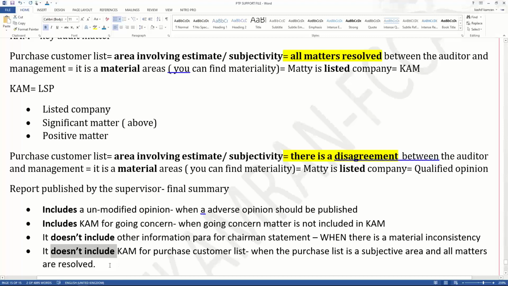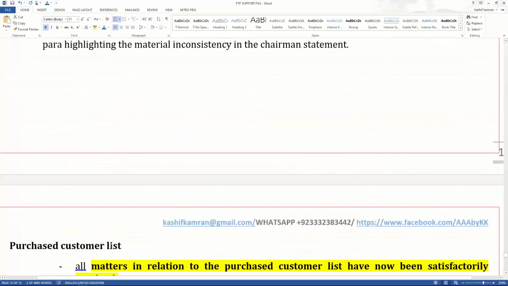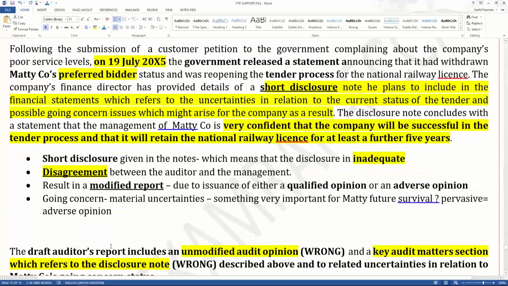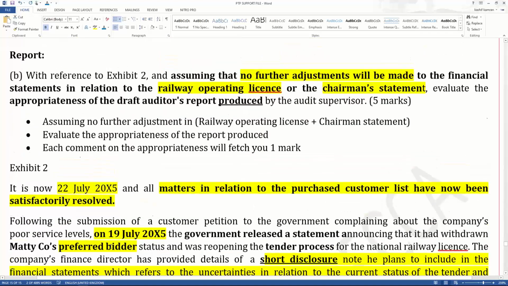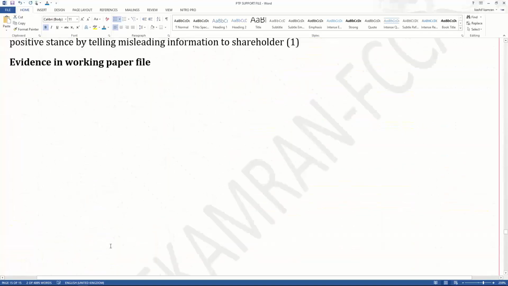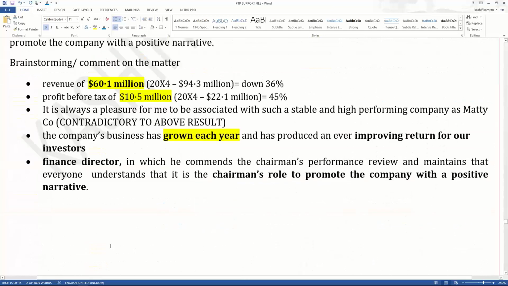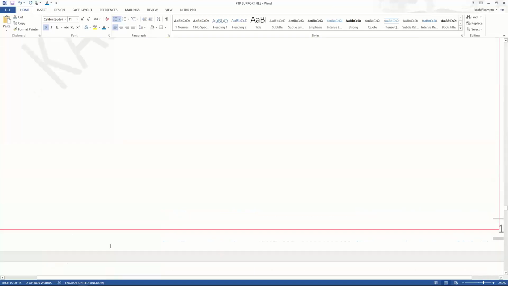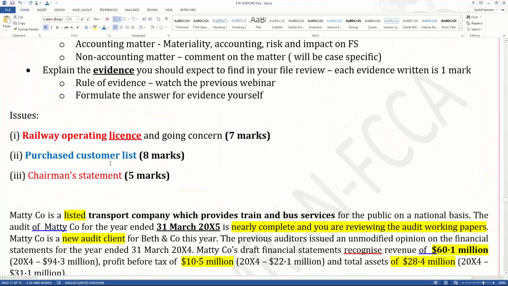There are so many issues in the report published by the supervisor. So are you getting a clear analysis of this question number 3 of the June 21 exams, the 5 marks of reporting? And more importantly, I hope you're getting the knowledge about how to write comment on the methods, which relates to several issues in the case study, like the railway operating license and going concern, purchase customer list, and chairman statement.